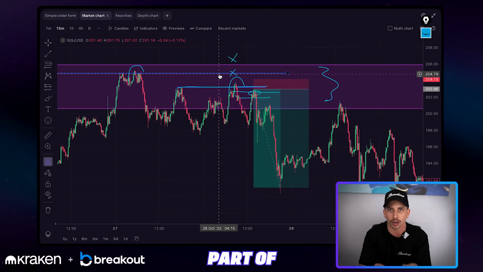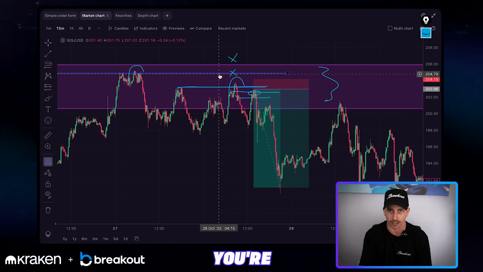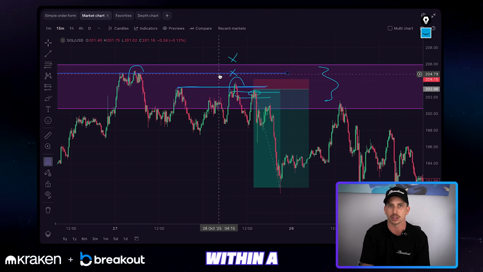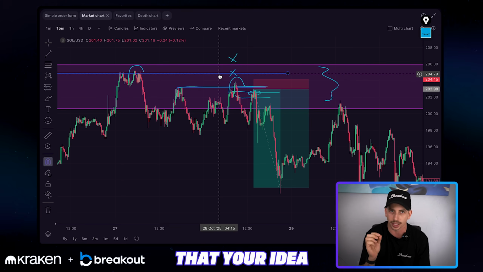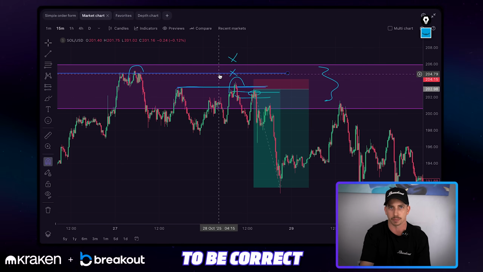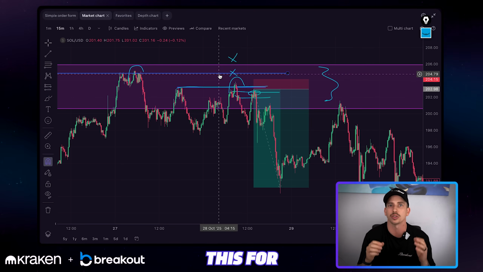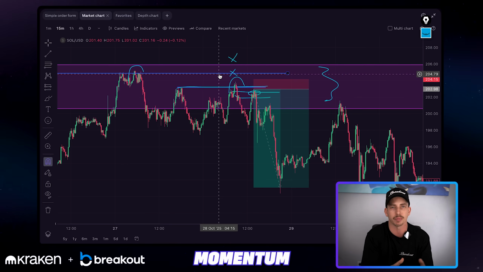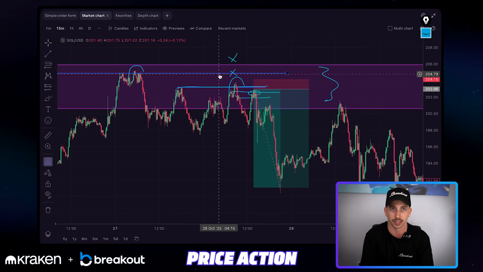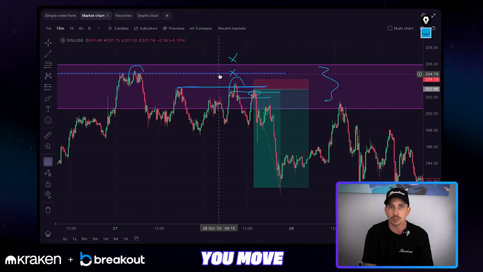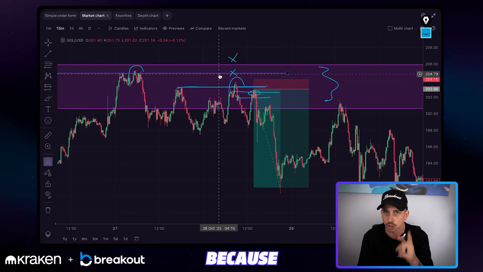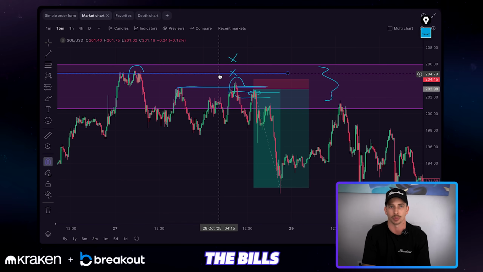The important part of this framework is not the specific method. You're looking for low time frame evidence within a high time frame context that your idea is likely to be correct. You can use this for order flow triggers, momentum indicator triggers, other price action entries, and so on. That's how you move from charting to trading, because charting doesn't pay the bills.